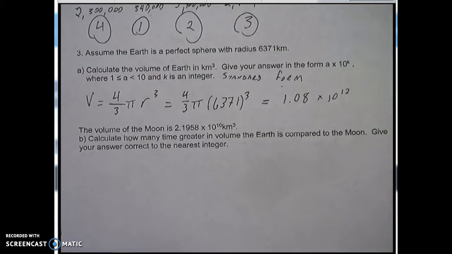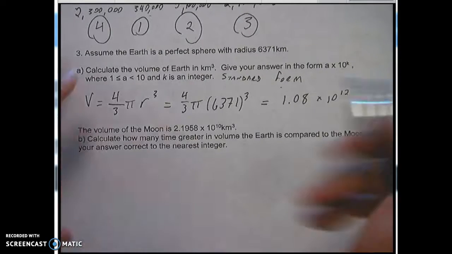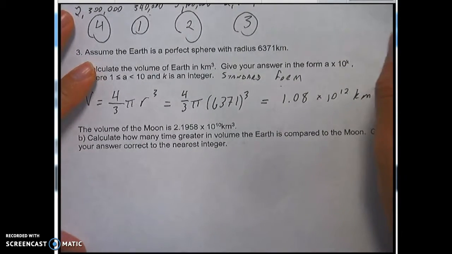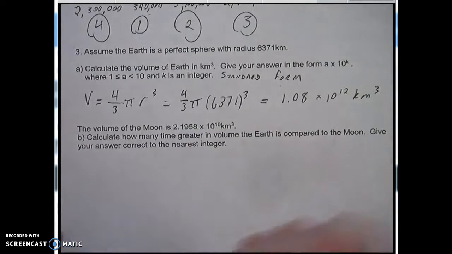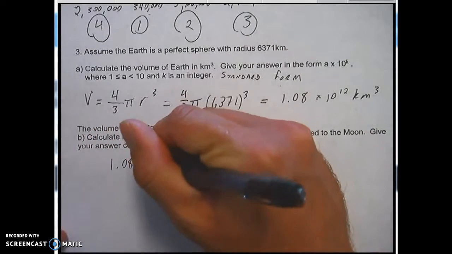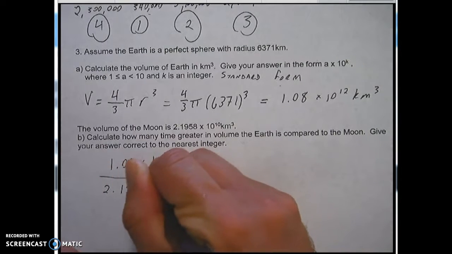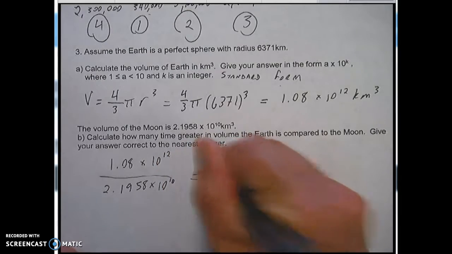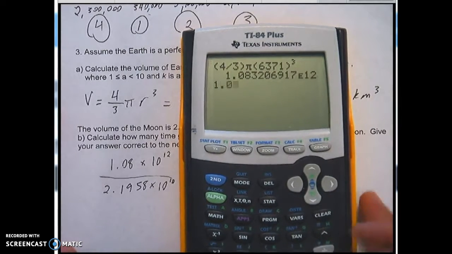The volume of the moon, in part B here, is 2.1958 times 10 to the 10th kilometers cubed. Oops, forgot my units here. This is definitely kilometers cubed. And calculate how many times greater in volume the Earth is compared to the moon. Give your answer correct to the nearest integer. Well, the way we can do that is the larger one divided by the smaller one. We know the Earth is larger than the moon. So we're going to do 1.08 times 10 to the 12th divided by the number they gave us for the moon. And the units will cancel out, so I'm not even going to write them. Kilometers cubed cancel out with kilometers cubed.